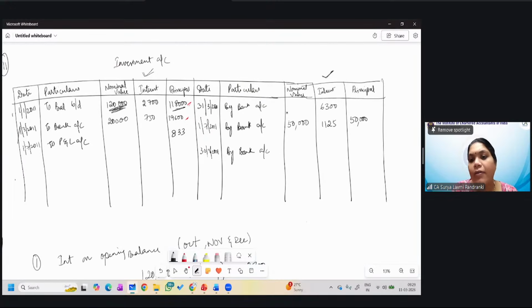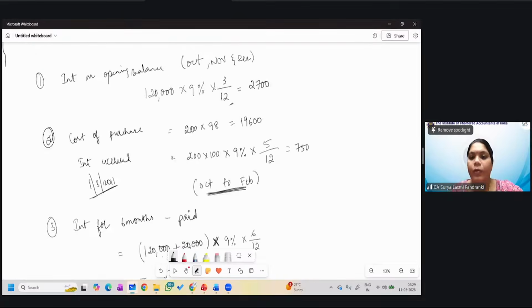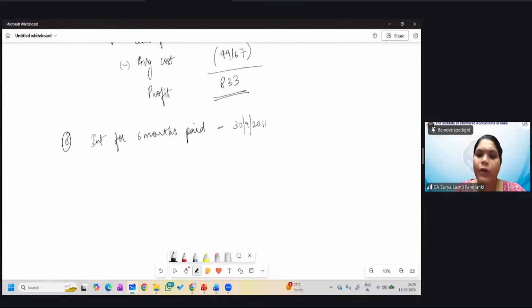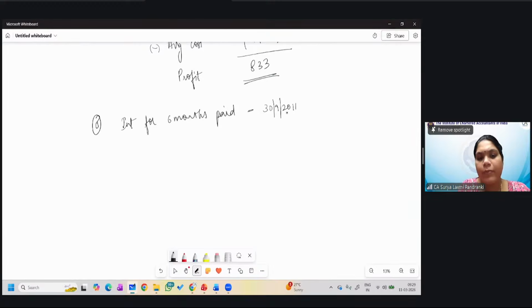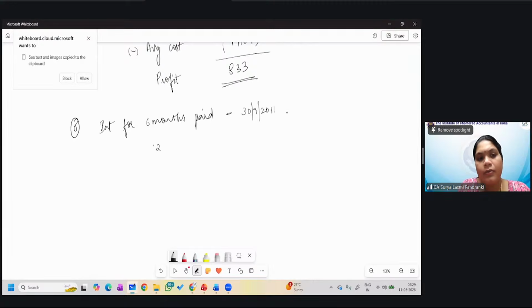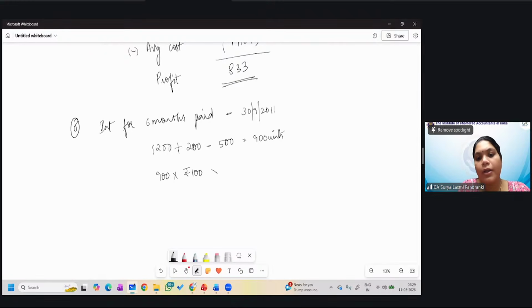How many did you sell? 500. So how many you have? Only 900, right? Or you can take it in nominal value also. Anything is fine. Both will give you the same answer. 1200 plus 200 minus 500, which is sold. So 900 units. So, right? 900 into 100 rupees is the nominal value, into 9% is the interest rate, into 6 by 12. We are going to calculate it for 6 months. So how much is this? 4050. Is that right, everyone?